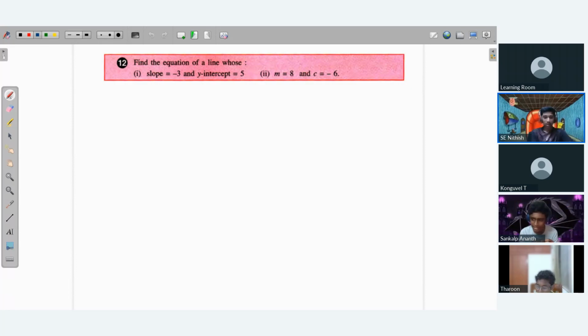Okay, so try this. Find the equation of the line. The first one, whose slope is minus 3 and y-intercept is 5. You have to try it. You try.